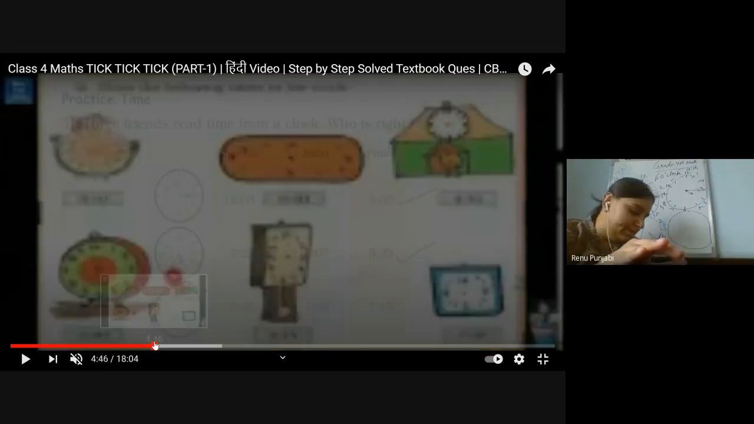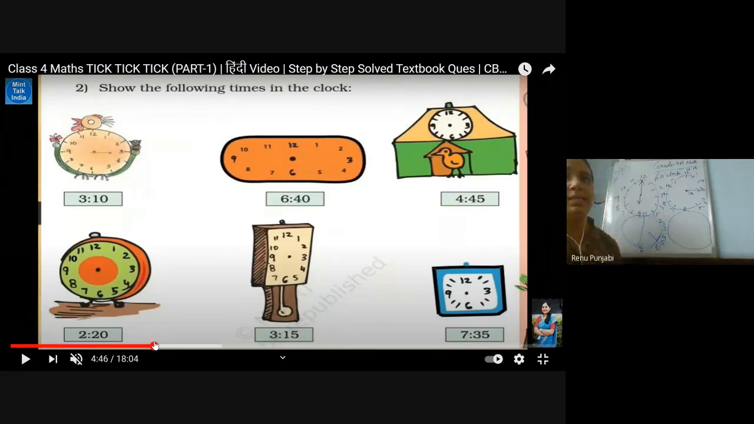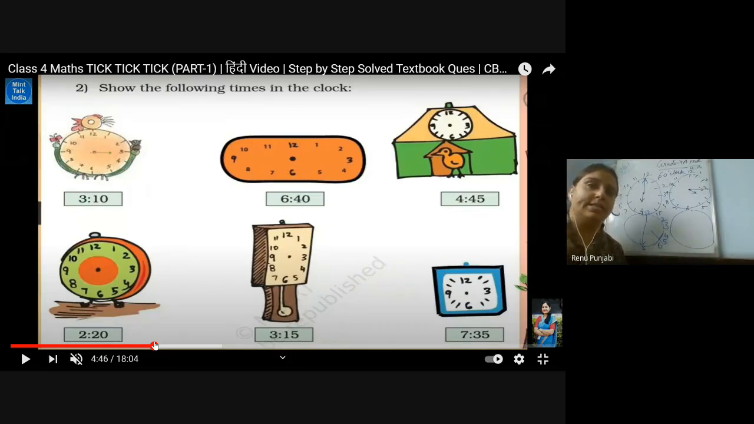Turn the page, next page number. This is the question given in your textbook, page number 37. Show the following times on the clock. So start drawing the hands on the clock fast, and one by one, tell me the answer.